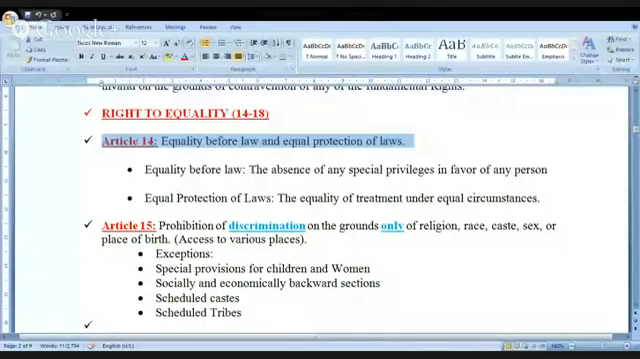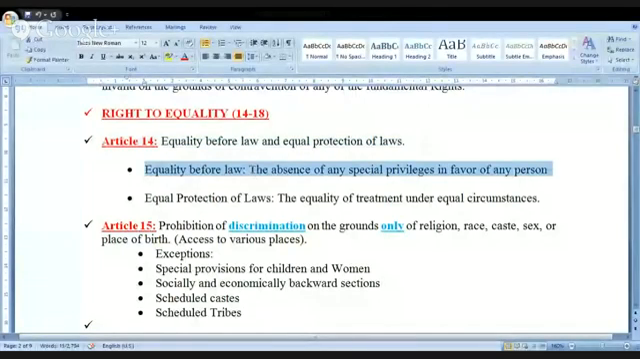Look at this. Equality before law. The meaning of equality before law is nothing but the absence of any special privilege in favor of any person. There is no special privilege in favor of any person. Meaning everybody should be treated equally before the law.